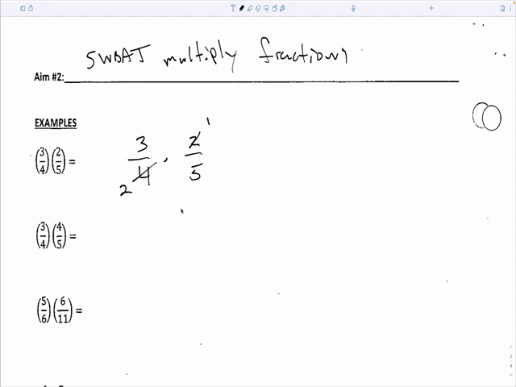That's called cross-canceling. It's a skill you learned in 5th grade, possibly. If not, that's why we're doing it now. Oshu, what would I do next?